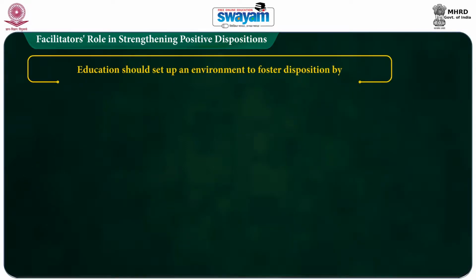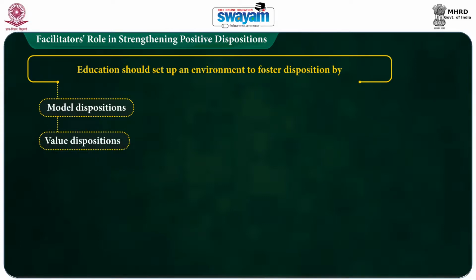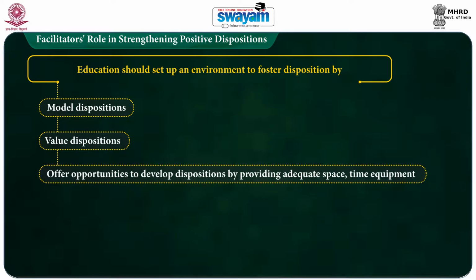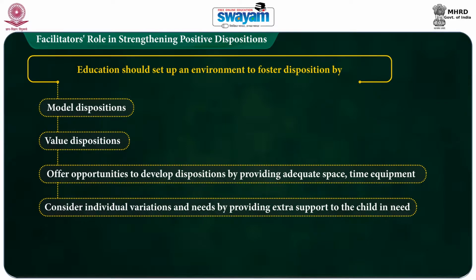Before getting into the actual strategies, let us understand specific procedures to be followed by the educator to set up an environment to foster disposition. They are model dispositions, valuing dispositions, offer opportunities to develop dispositions by providing adequate space, time and equipment, consider individual variations and needs by providing extra support to the child in need.